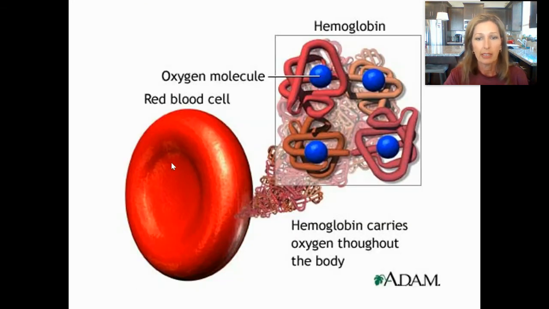So here's another diagram just showing our red blood cell. Remember, it's just packaged hemoglobin. This protein hemoglobin, its job is to carry oxygen. And so they're just showing you that a single hemoglobin molecule can transport 4 oxygen molecules at a time.